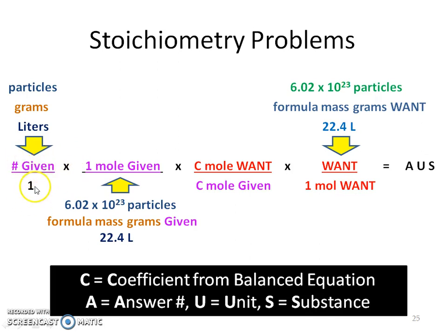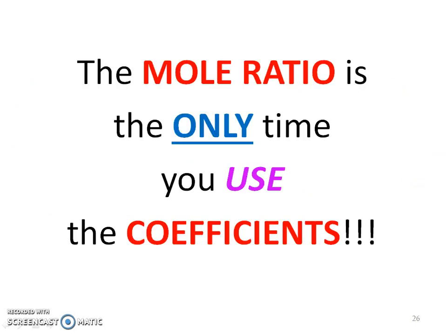Start with the given over 1, the moles of the given over whatever conversion you're using. Here the C's are the coefficients from the balanced chemical equation, and then the mole on the bottom to get rid of moles of what you want, and then whatever unit you want on top, so they cancel out. So again, your answer should be the answer number, the unit that goes with it, and the substance it corresponds to. So the mole ratio is the only time you use those coefficients, the only time. Everything else is 1 mole.